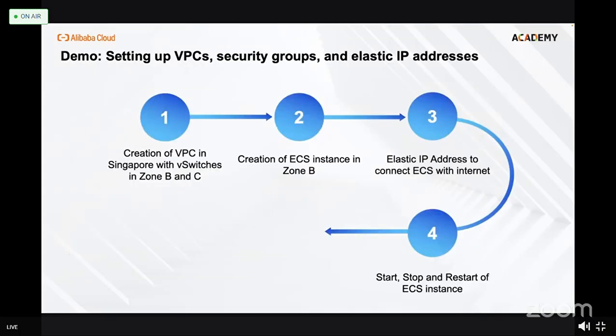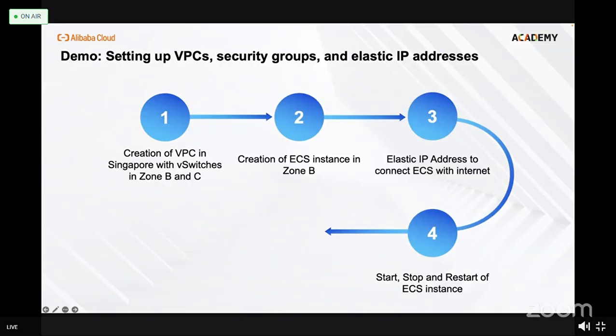And next, we are going to see a demo. In this, we are going to create a VPC in Singapore with the vSwitches in Zone B and Zone C. And later, we will create an ECS instance in Zone B. And then we associate an elastic IP address and connect the ECS instance with the internet. And finally, we will see how to start, stop, and restart the ECS instances. So these are the things we are going to see in the demo.